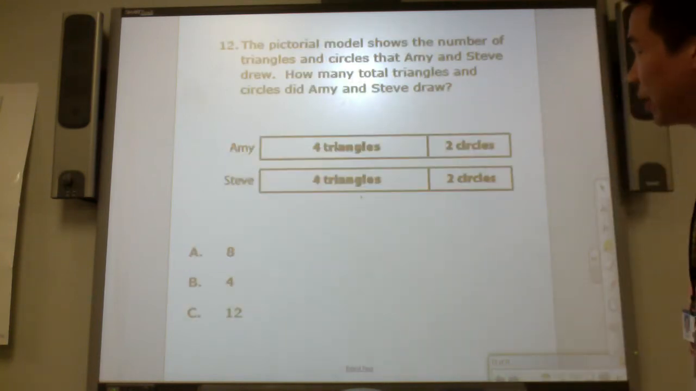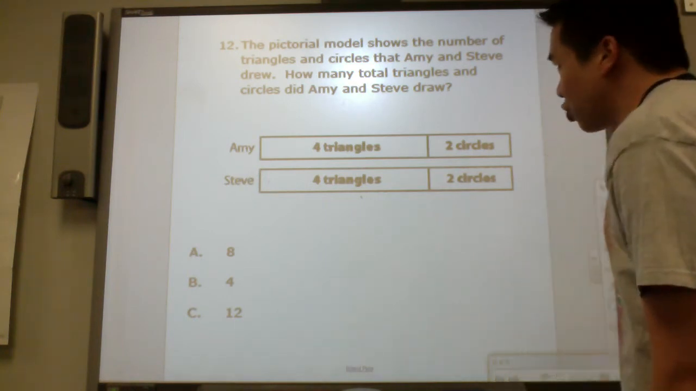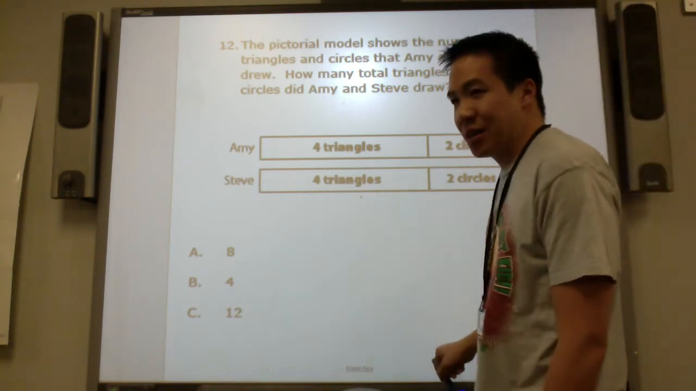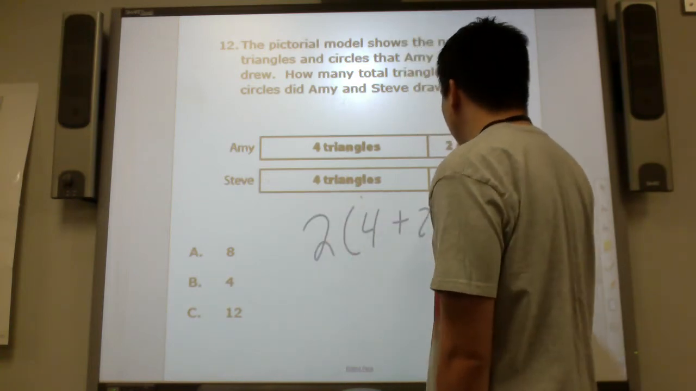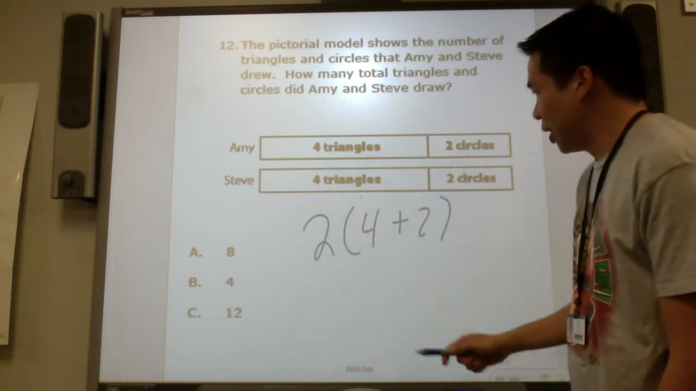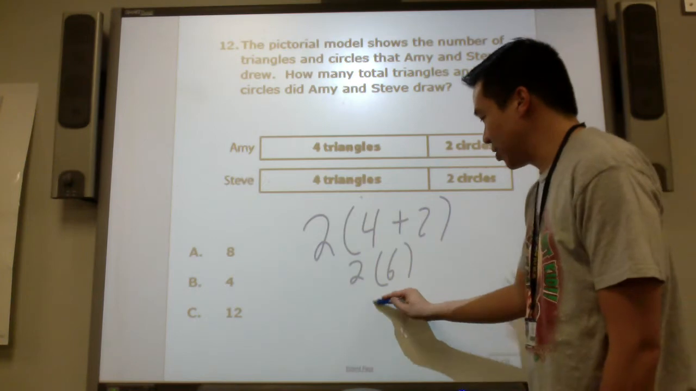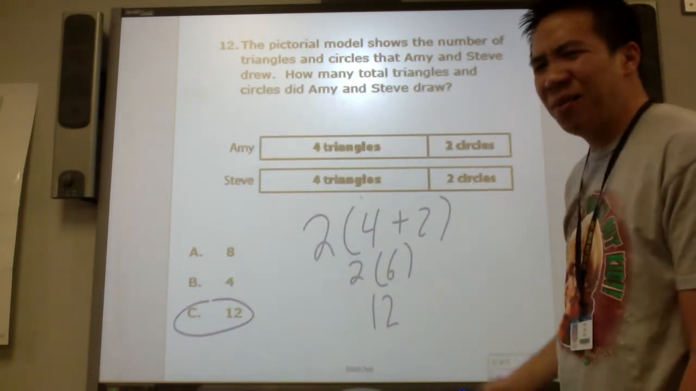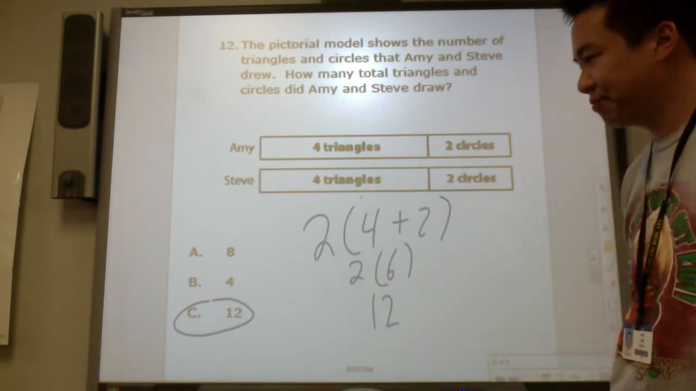Question 12. The pictorial model shows the number of triangles and circles that Amy and Steve drew. How many total triangles and circles did Amy and Steve draw? There's 2 ways you can do it. You can do it as complicated as this. I see 2 groups of 4 plus 2. This is 4 plus 2. And what is 4 plus 2? 6. What's 2 groups of 6? 12. Or you can do it as easy as this. Just add them up. You have 8 triangles plus 4 circles adds up to 12 shapes.